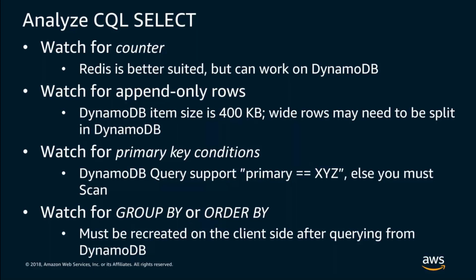Another thing you want to look out for is append-only rows. Dynamo has a maximum row size of 400 kilobytes. So if you have more than 400K under one key, you're going to have to split that up into multiple Dynamo rows, which is fairly common.